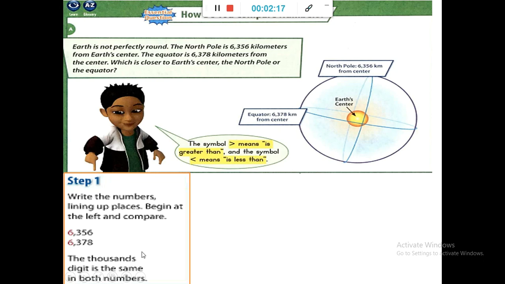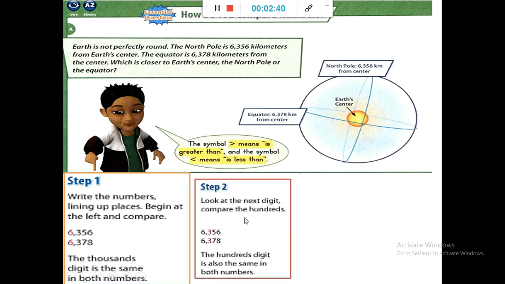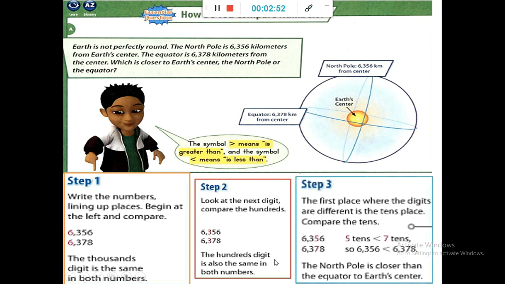I wrote the numbers, I lined up the places. Now I start comparing from the left. Here, in this example, as you can see, the thousands are the same. So I go right, to the next digit. Look at the next digit, compare the hundreds. What are the hundreds? Here 3 and here 3. So they are still the same. The hundreds digit is also the same in both numbers. Now I go to the next digit.